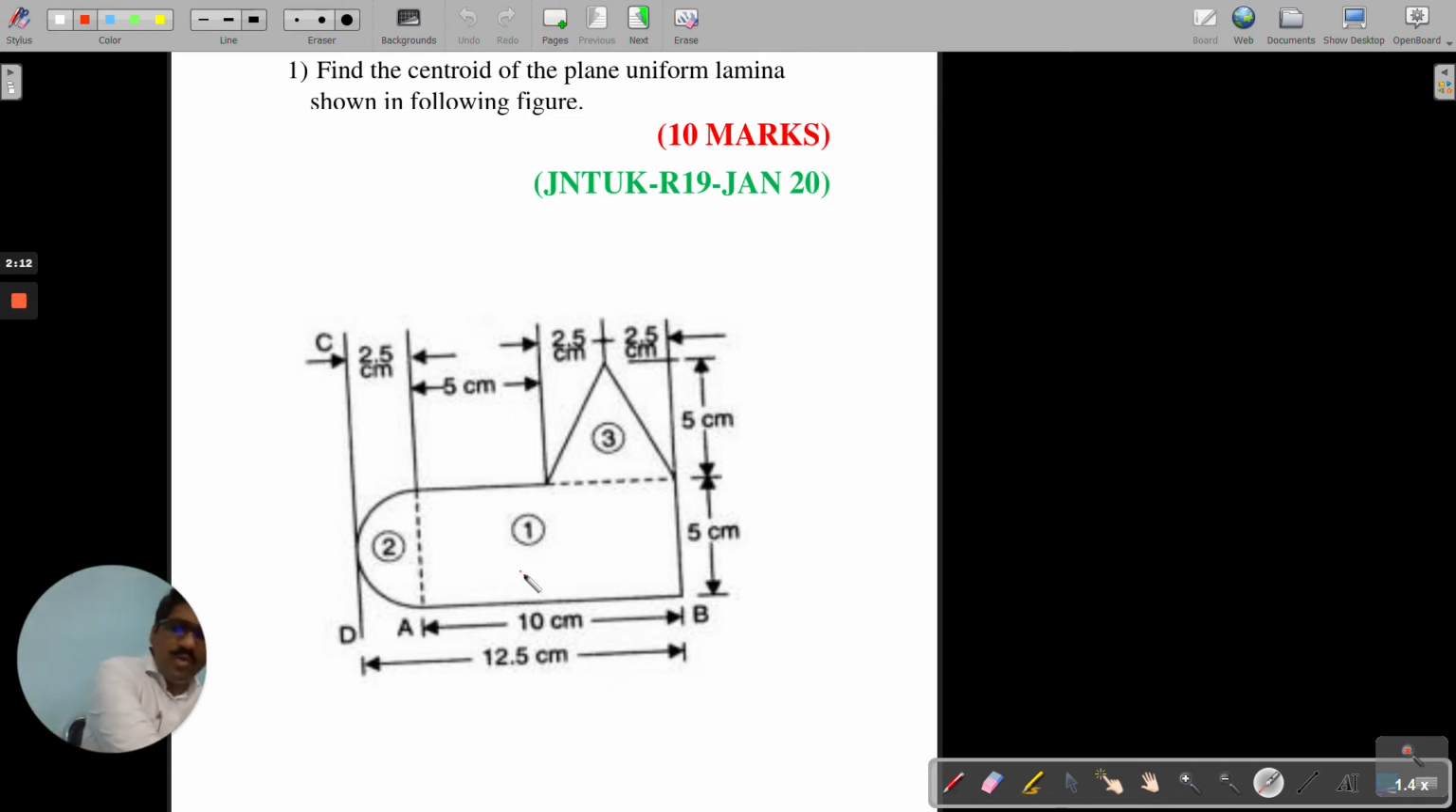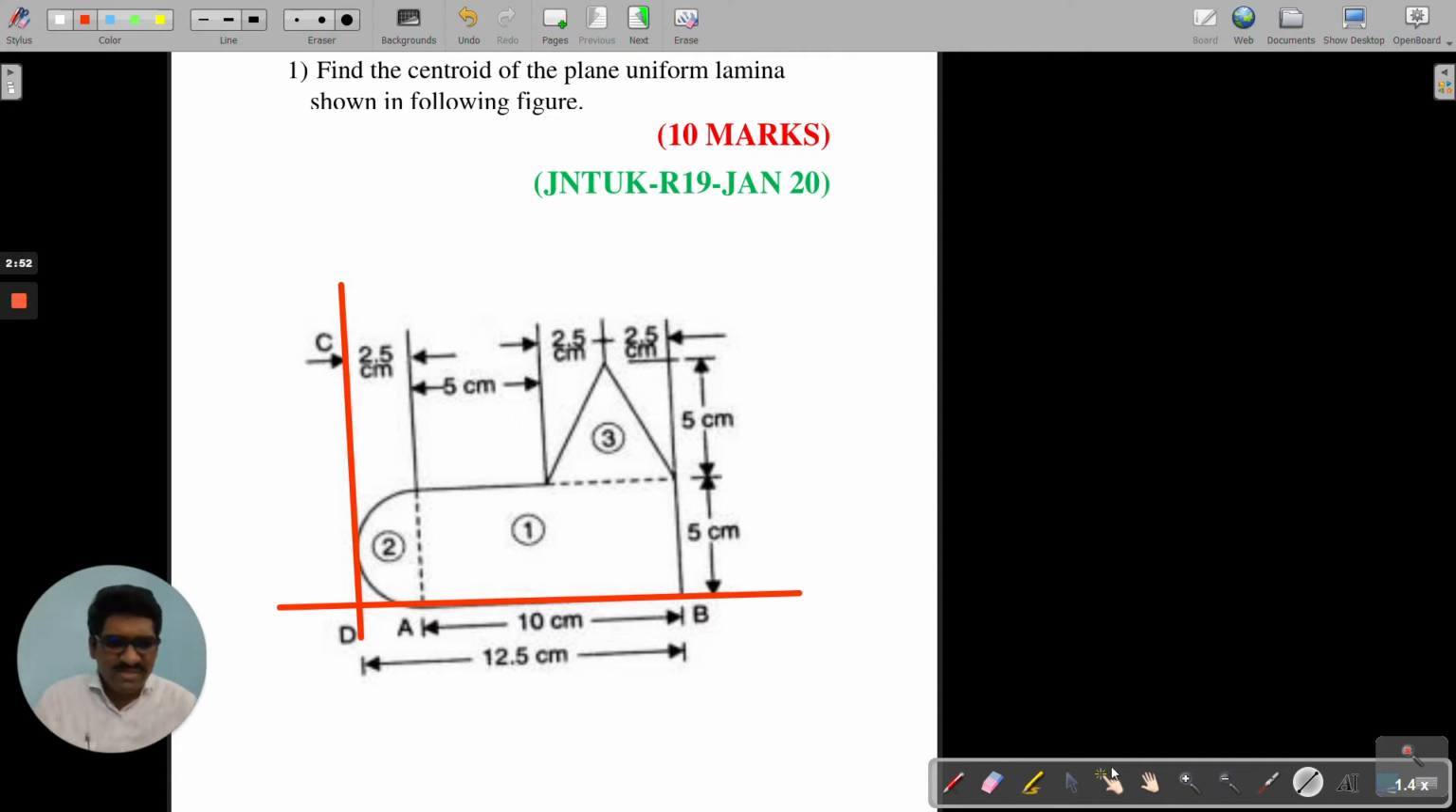The first and foremost important point is that to locate the centroid of any area, we have to first fix the reference axis. Not only for this problem, for any problem to locate the position of the centroid, we need to first locate the reference axes. My suggestion is that you always take the extreme bottom as the x-axis, and the extreme left as the y-axis.